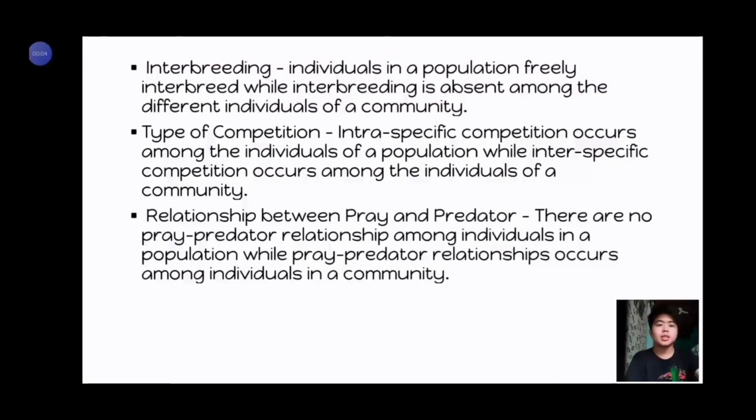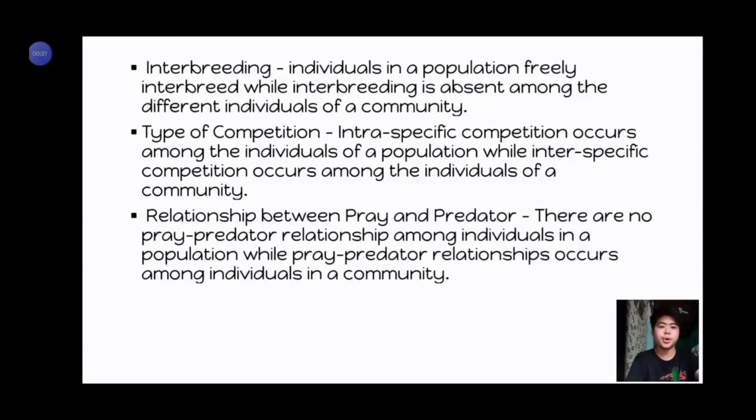Interbreeding. Individuals in a population freely interbreed, while interbreeding is absent among the different species of a community. Type of competition. The type of competition attributes to another difference between population and community. Intraspecific competition occurs among the individuals of a population, while interspecific competition occurs among the individuals of a community.